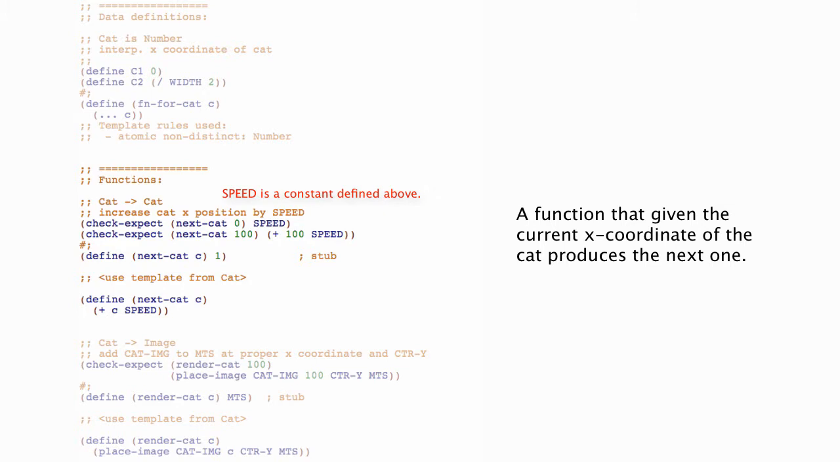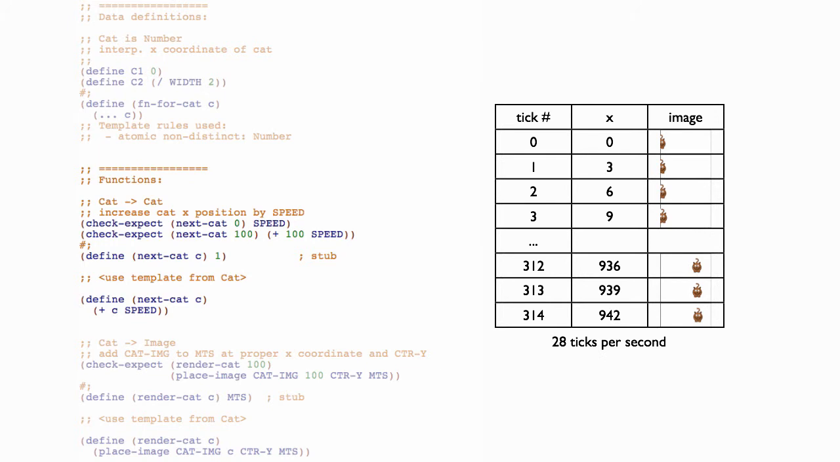And if we look at the body of the function, we can see what we expect. It takes the current cat, the current x-coordinate of the cat, and increases it by speed. Going back to the table again, and still thinking about just what inherently has to be inside this program, we see that at each clock tick, we need to produce an image based on the cat's current x-coordinate that shows the actual cat farther and farther across the image of some background scene. In this case, the background scene is white.